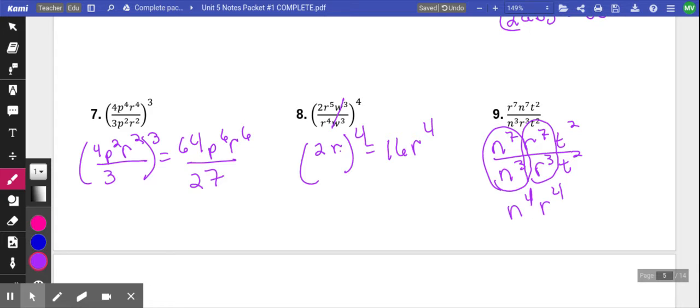So n to the 7th divided by n cubed is n to the 4th. R to the 7th divided by r cubed is r to the 4th. And t squared over t squared equals 1.